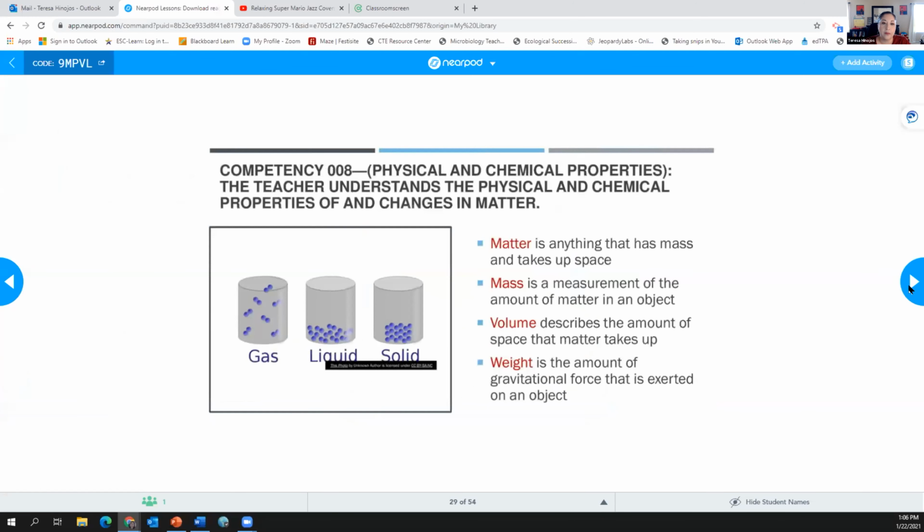Okay. All right, so that was competency 7. So the next competency we have has to do with physical and chemical properties. This is kind of like the chemistry part, right? So matter, we've got to understand what all these definitions are. Matter is anything that has mass and takes up space. And then mass is just a measurement of that matter. So mass is an amount that will stay constant.